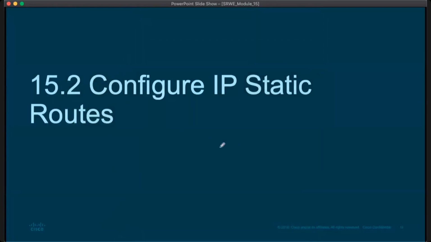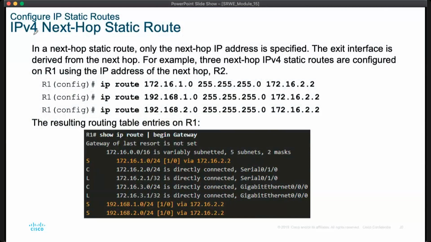Configure IP static routes. IPv4 next hop static route. In the next hop static route, only the next hop IP address is specified. The exit interface is derived from the next hop. For example, three next hop IPv4 static routes are configured on R1 using the IP address of the next hop, R2, like this example. This is the resulting routing table entry for R1. We use this to show all the detail.